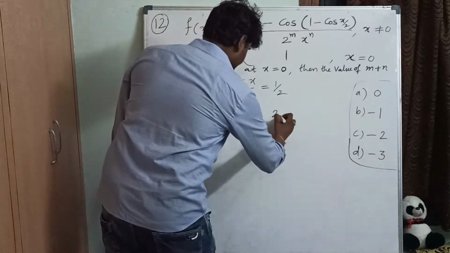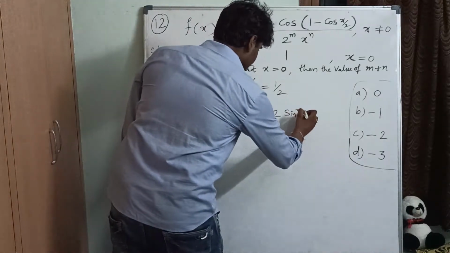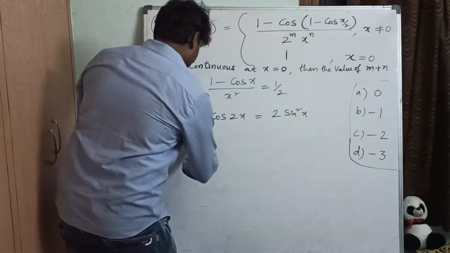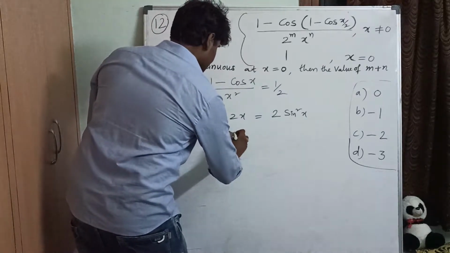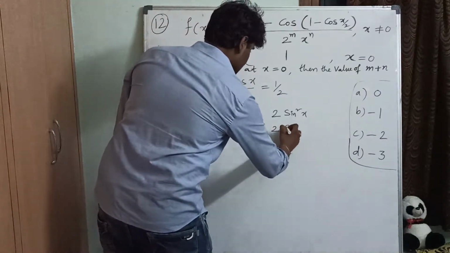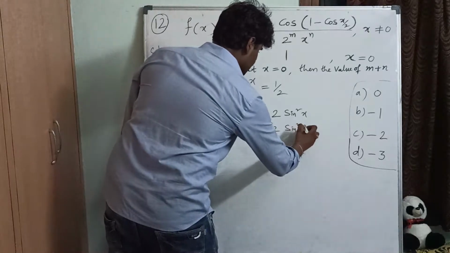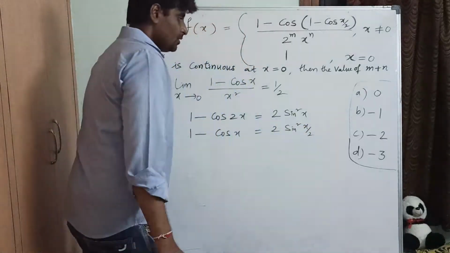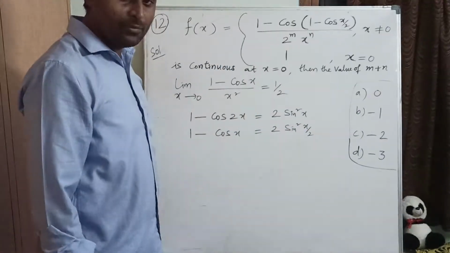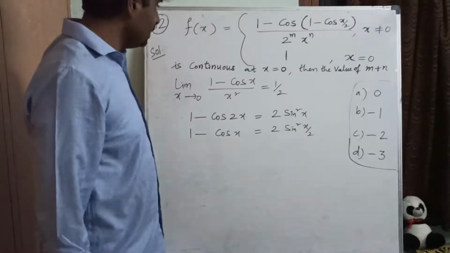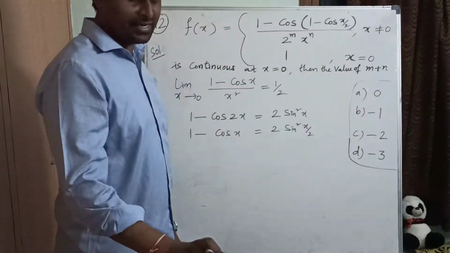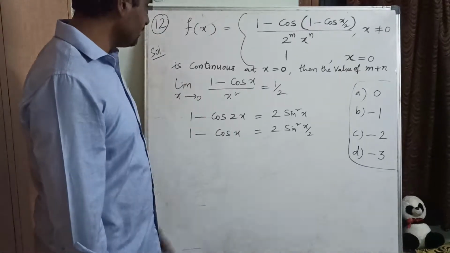We write 2 sin²x. Correct or not? So whenever we have 1 minus cos x, what can we write? 2 sin²(x/2). So these two are the formulas which we have to remember to solve this problem. It's very easy. Anyway, these are basic formulas.